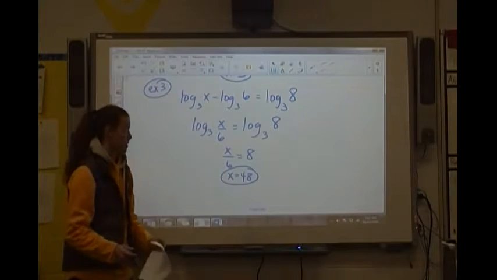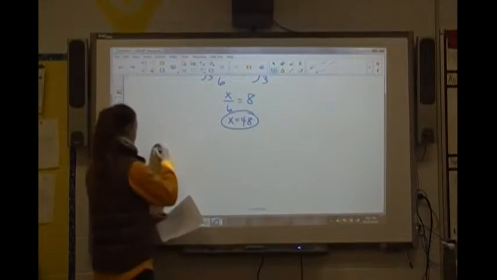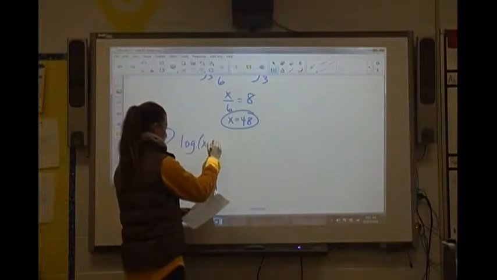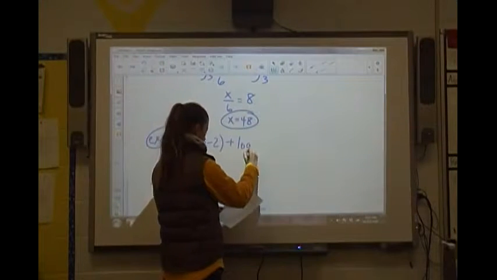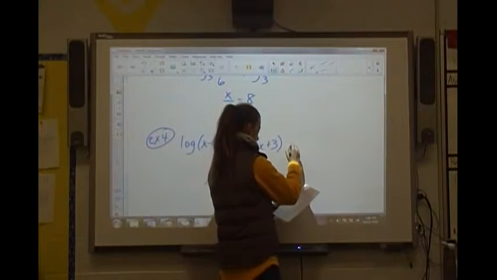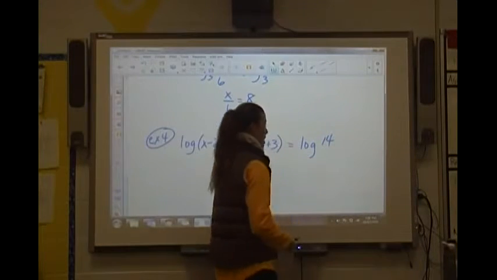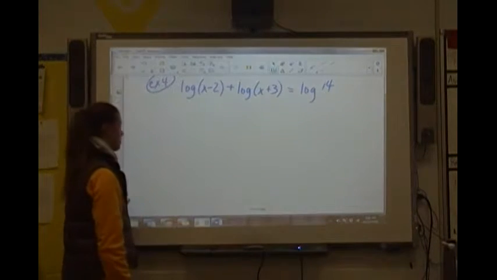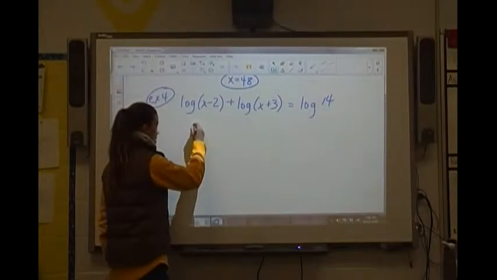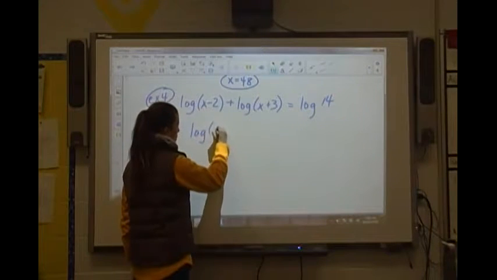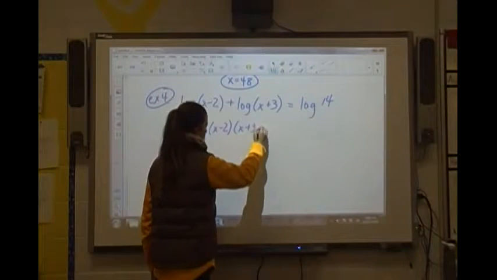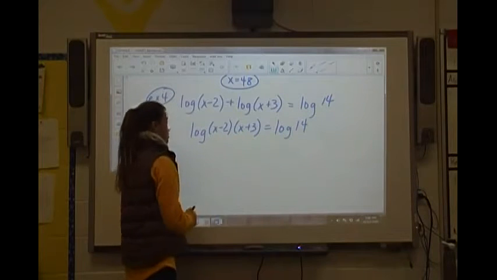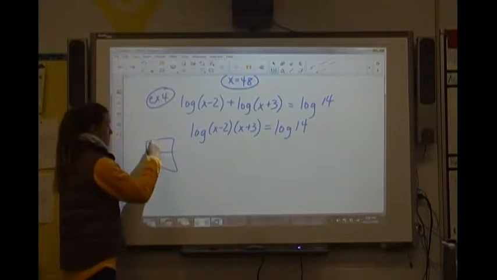All right, let's get a little crazier. How about we look at one that looks like this? Example 4. Log of x minus 2 plus log of x plus 3 equals log 14. So again, one log on this side, two logs on the other side. This is common log. That's kind of nice. Just easier, less to write. So I do need to multiply these two together. So log of x minus 2 times x plus 3 is equal to log of 14. If I keep going with this, I'm going to use the box method to solve these two. Write this out if you need to.